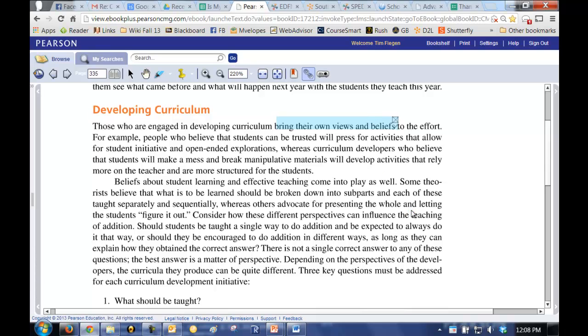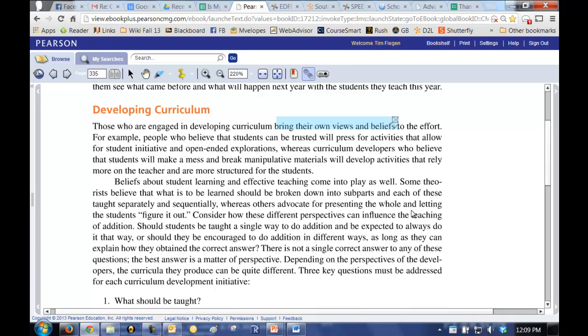Anybody that's ever been to a classroom at any level now has opinions and views and beliefs about how it should be done and what should happen. So, for example, people who believe that all students can be trusted will press for activities that allow for student initiative, open-ended explorations. In other words, students to work independently, work collaboratively. Where curriculum developers who believe students will make a mess and break manipulative materials will develop activities that rely more on the teacher and the structure of the students. And I think there is a difference.